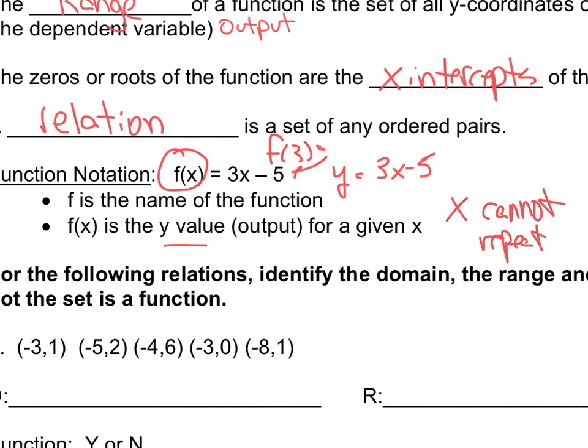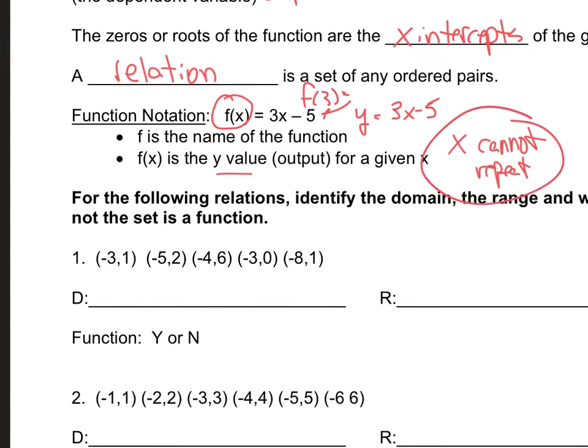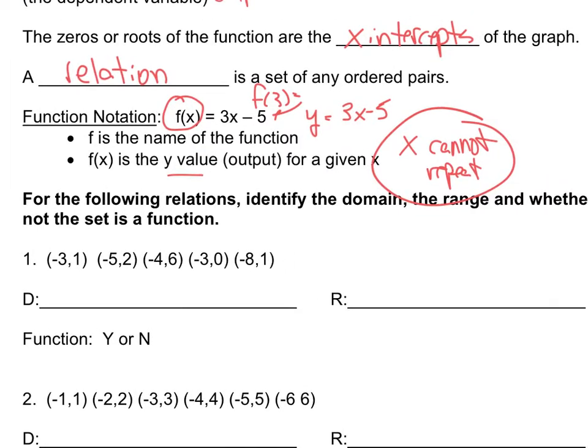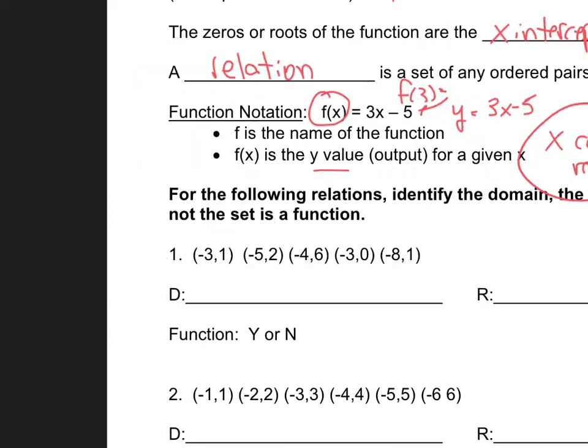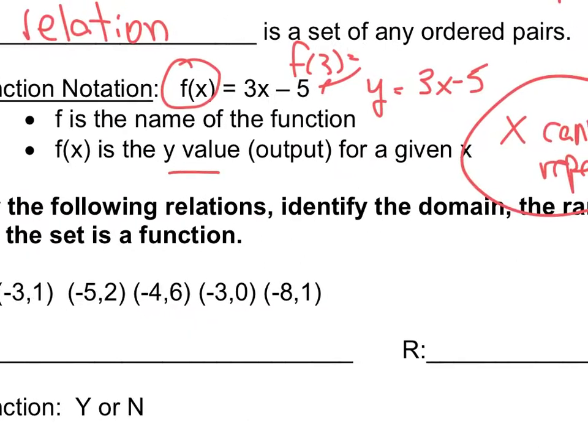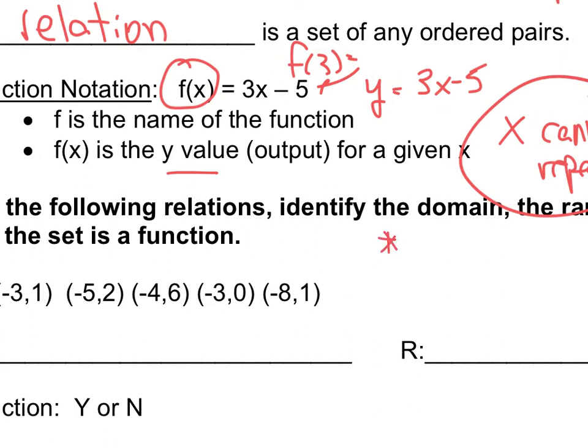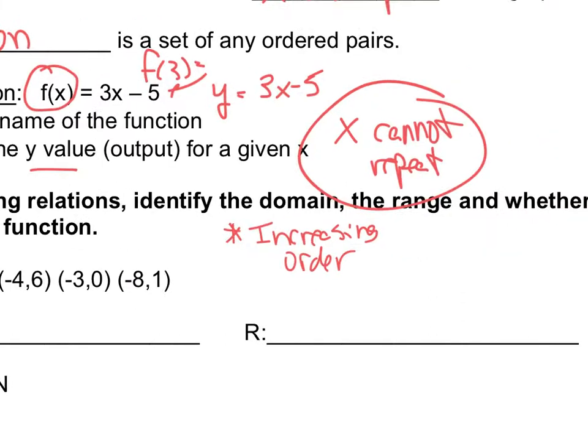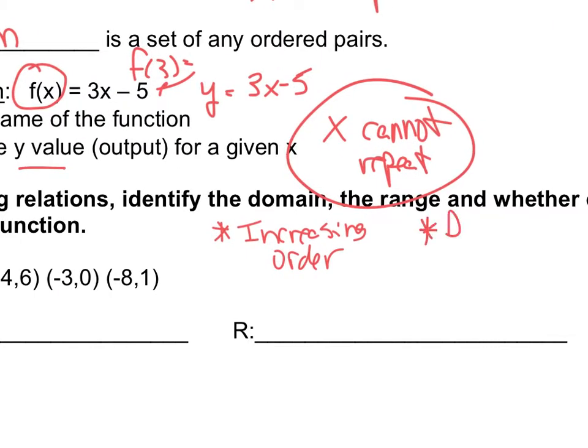And we'll look at some here in just a second. This is really the big thing from that whole part. For the following relations, identify the domain, the range, and whether or not the set is a function. So for the domain, the first thing we're going to do is list these in increasing order. I want the smallest number first and the biggest number last. And in this one, don't repeat. If we've already used -2, we don't need to use it again.